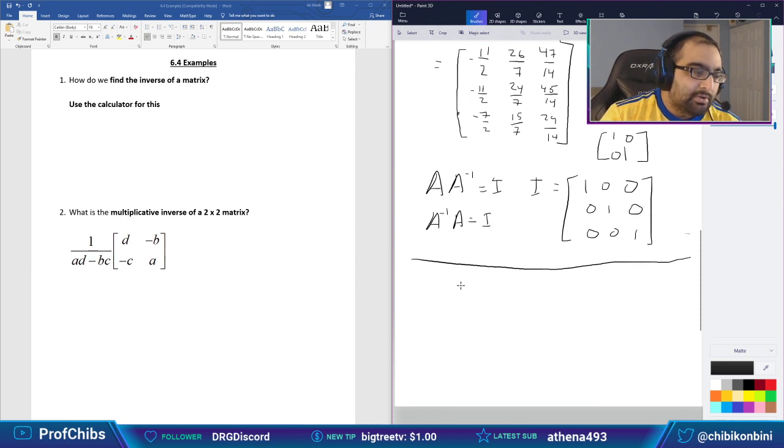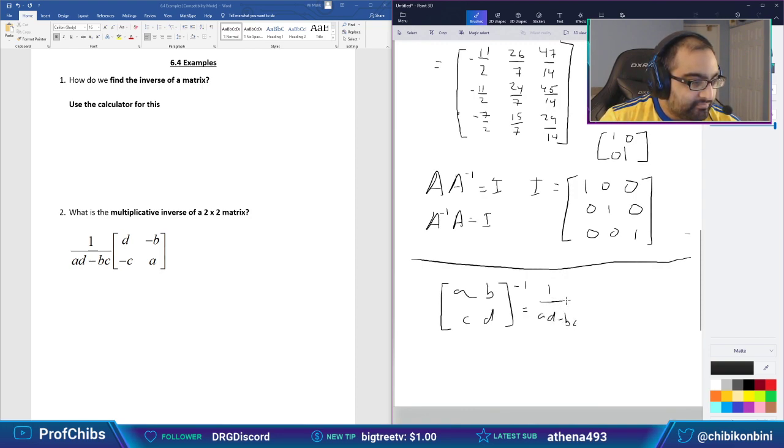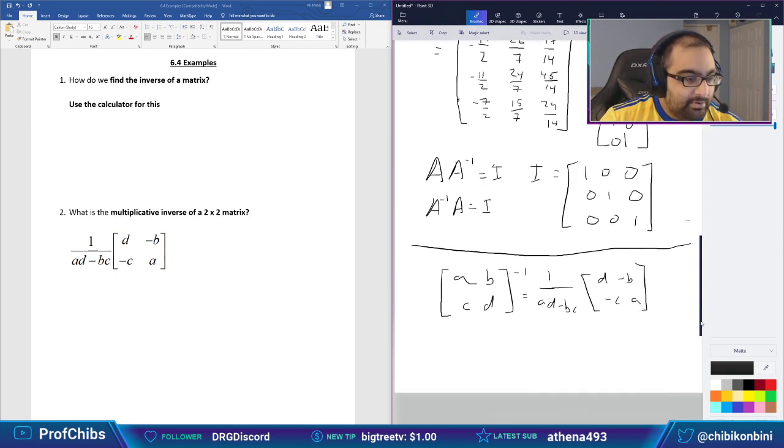Really, it's a 2x2 matrix, just the size is different. If you start off with a 2x2 matrix like A, B, C, D, and you want to take the inverse of that, that's what this is equal to: 1 over AD minus BC times this modified matrix. Again, I'm not going to make you memorize this whatsoever. You can put that on your notes.